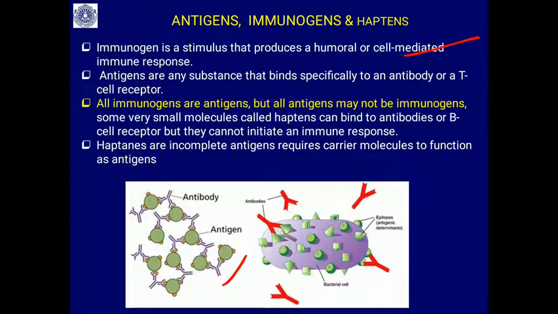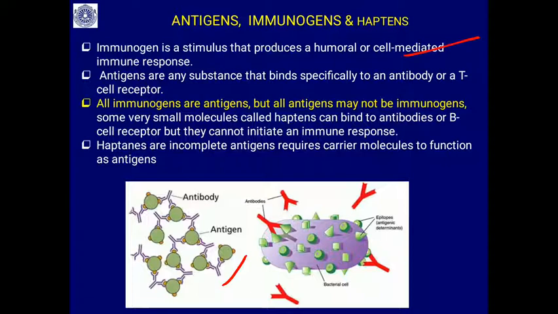So, these haptens can bind to antibodies or B cell receptors, but they cannot initiate the immune response. That's why not all antigens are immunogens. These haptens, which are called incomplete antigens, if they are carried by some protein complexes, can function as complete antigens.